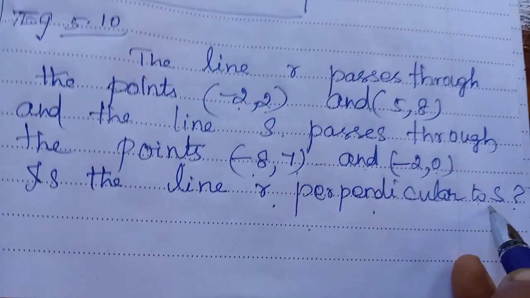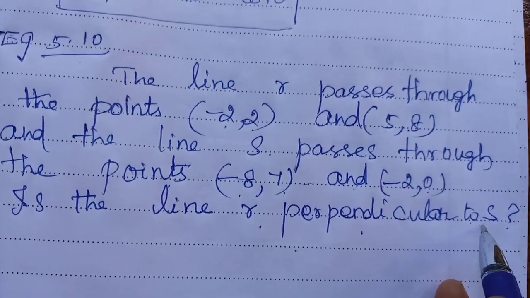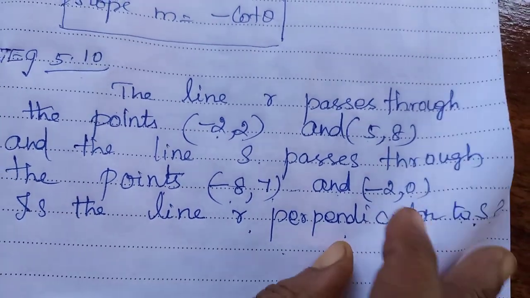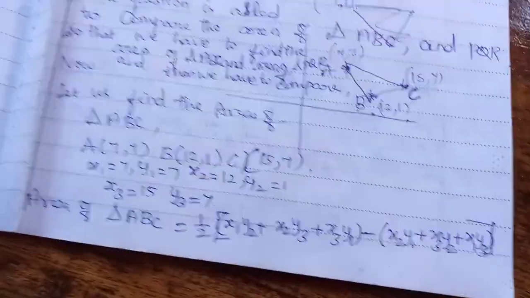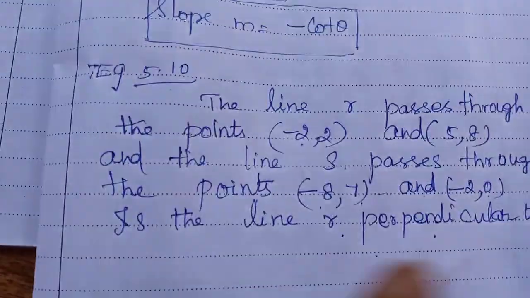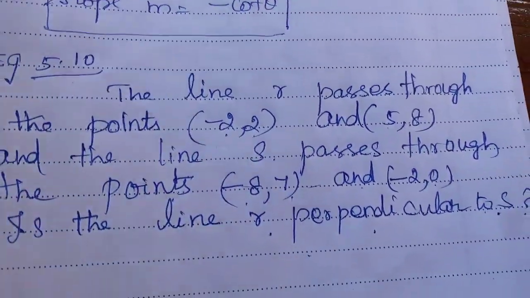Okay. How can we do? So we know the condition: when two lines are perpendicular, M1 into M2 is equal to minus 1. So we have to find out the slope of each line separately. Okay. Slope of each line separately.